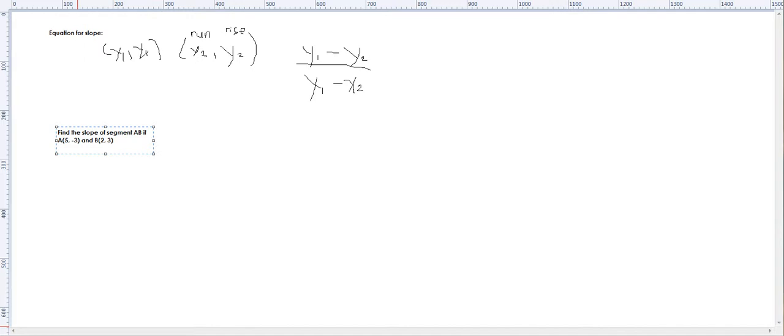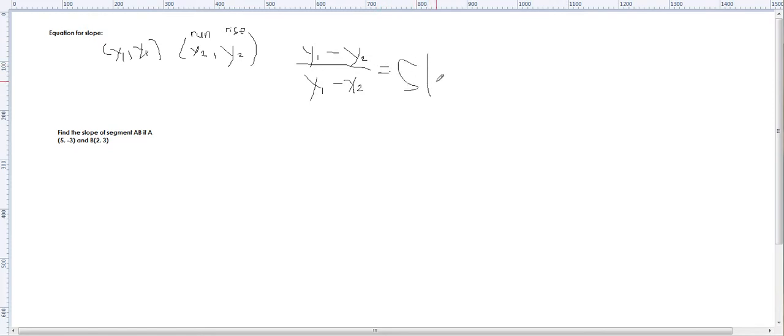So let me demonstrate this with a problem. Here I'm going to find the slope of segment AB if A is at (5, -3), and B is at (2, 3). I'm going to use this equation to be able to find my slope. Let me go ahead and just say that this equals slope. So I'm going to plug in my y1 and y2. I'll label these in a different color. This is my x1 and my y1, and this is going to be my x2 and my y2.